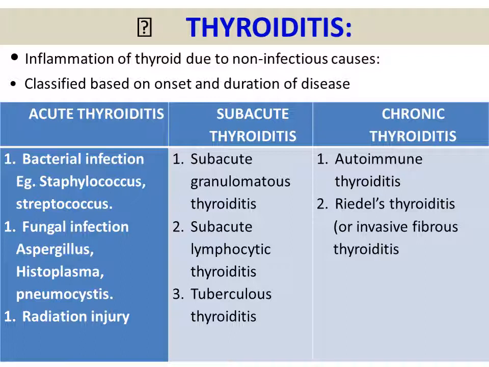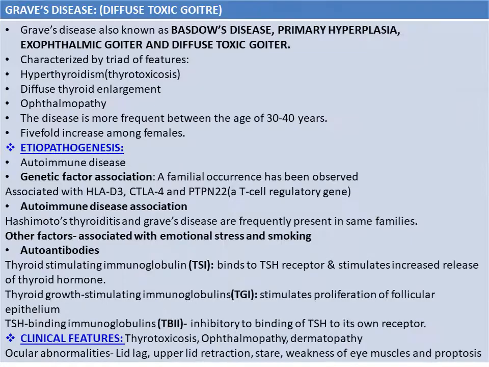Then subacute thyroiditis: subacute granulomatous thyroiditis, subacute lymphocytic thyroiditis, tuberculous thyroiditis. These are the three types of subacute thyroiditis. The causes of chronic thyroiditis are mainly autoimmune thyroiditis and Riedel's thyroiditis, which is also called invasive fibrous thyroiditis. Next disease is Graves' disease.